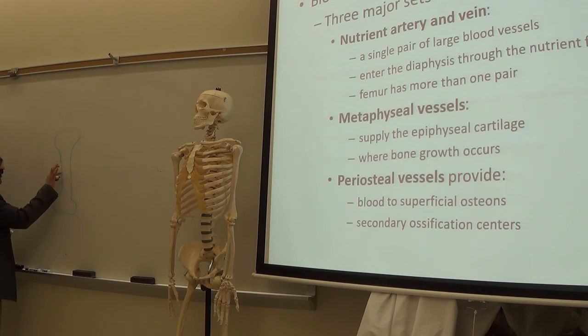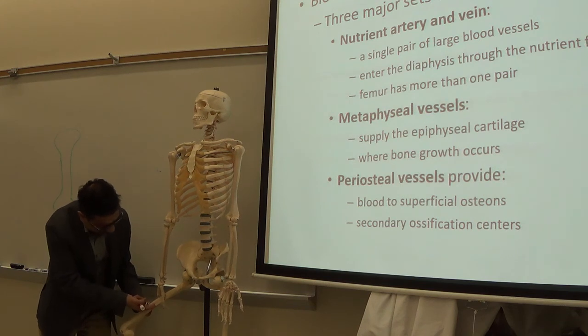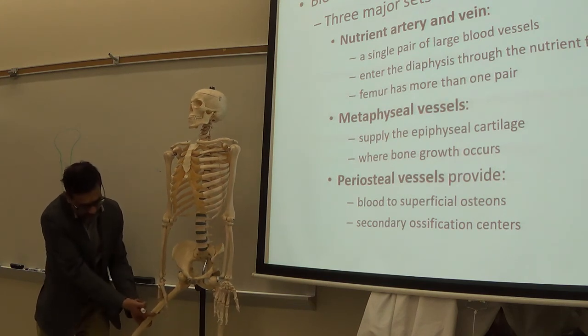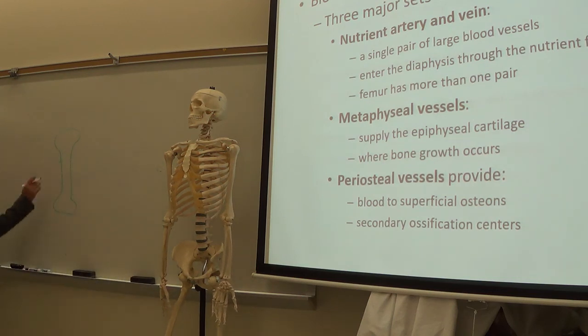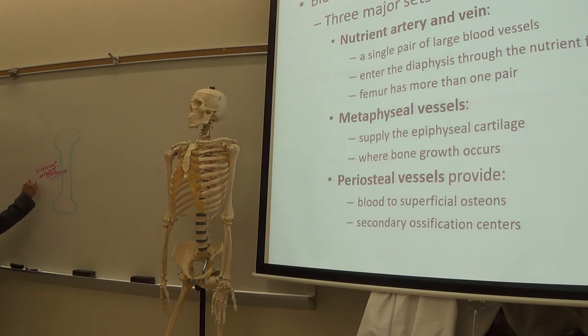In the center of the shaft, if you see the femur or the long bone, you will see a tiny hole in the center middle of the shaft. That is called nutrient foramen. So you have a foramen here called nutrient foramen through which the blood vessels pass. So that is called nutrient artery and a vein, that is the nutrient vein. Okay? So that is nutrient artery and vein through the center of the shaft, through the nutrient foramen.